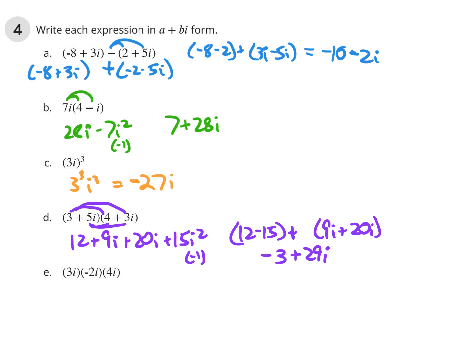All right, and finally, 3 times -2 times 4. -6 times 4 is -24. i times i times i is i cubed. There are 3 of them. When multiplying, just add the exponents. i cubed is -i, so this equals positive 24i.